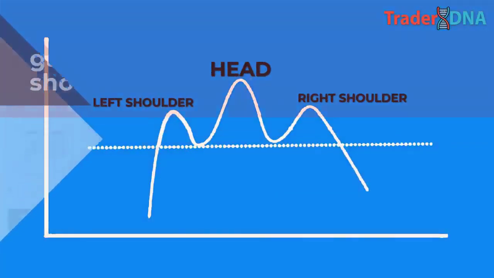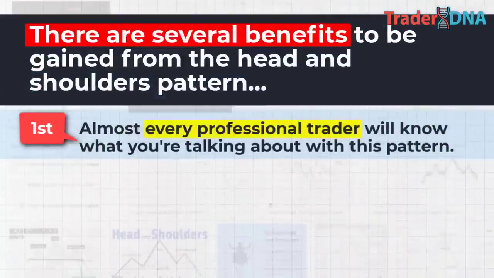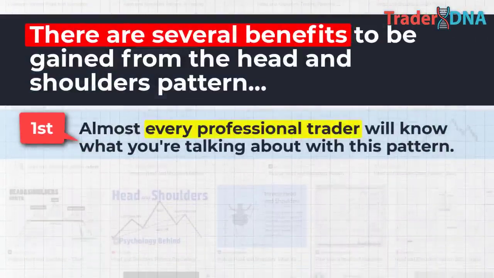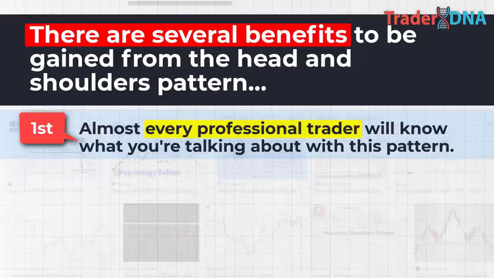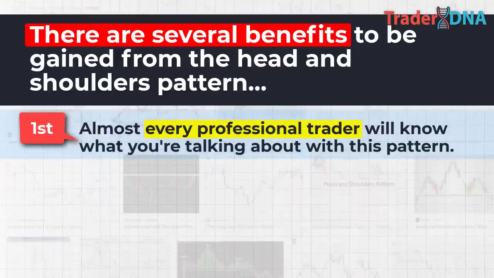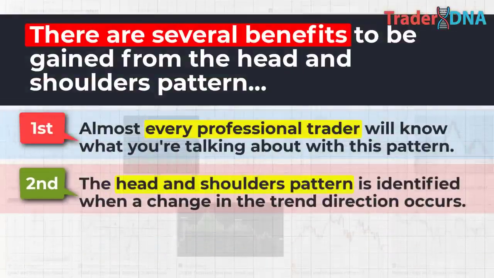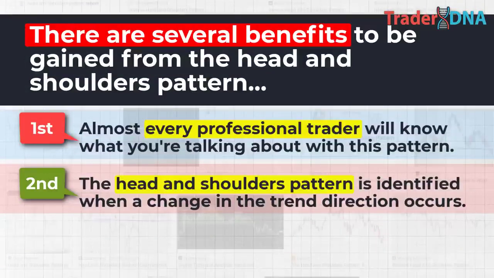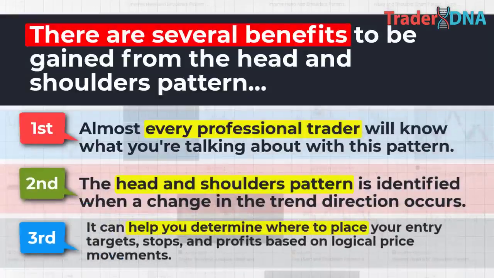However, there are several benefits to be gained from the head and shoulders pattern. First, almost every professional trader will know what you're talking about with this pattern. It makes it easy to discuss it within your trading community. Sometimes you need a second opinion, whether in a trading chat room or on social media. Second, the head and shoulders pattern is identified when a change in the trend direction occurs. If you know what you're doing, you potentially can find trade setups that meet strong risk-reward criteria. The third reason to trade this pattern might be the best one. It can help you determine where to place your entry targets, stops, and profits based on logical price movements.